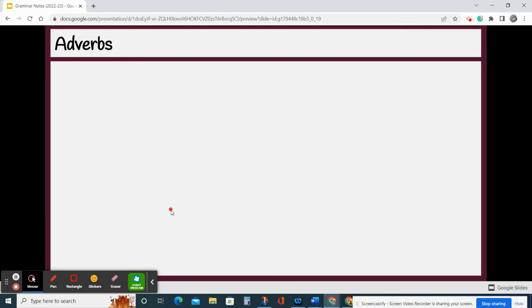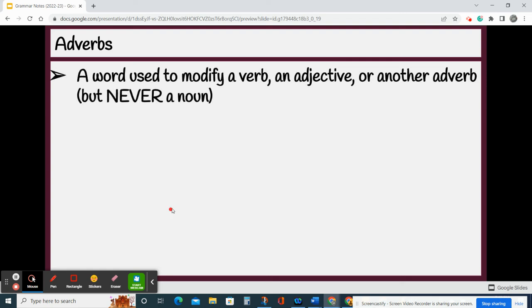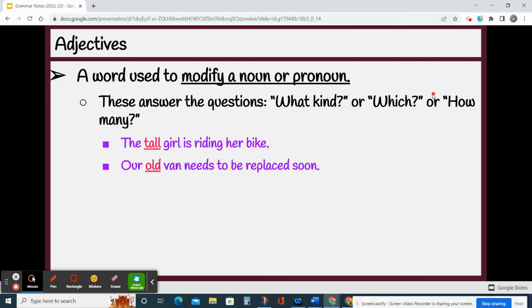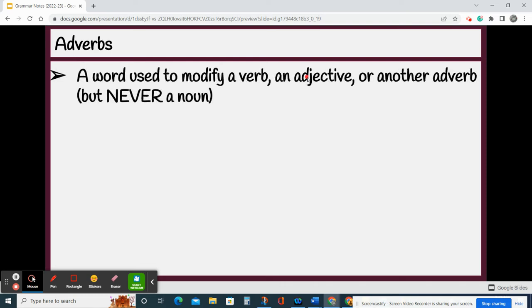Adverbs, on the other hand, these ones can be a little trickier to memorize than adjectives. Adverbs are words that are used to modify, remember that means describe, either a verb, an adjective, or another adverb. So where we would only use adjectives to modify a noun or pronoun, adverbs we can use for verbs themselves, we can use them for adjectives and other adverbs. We do not use adverbs to describe a noun. That's the job of an adjective.